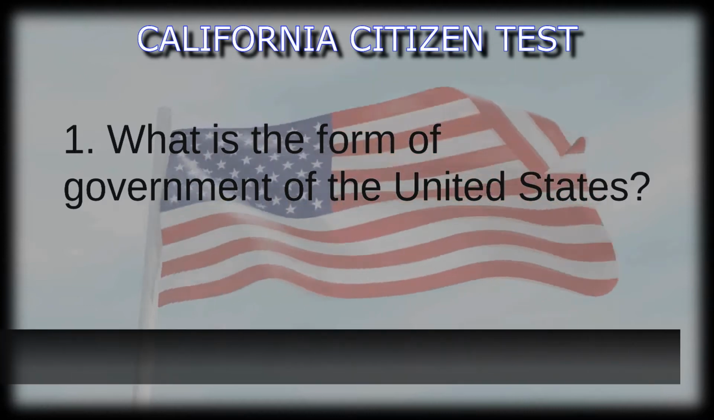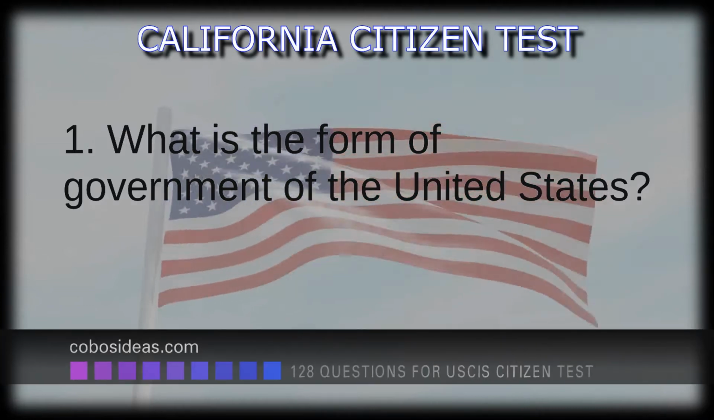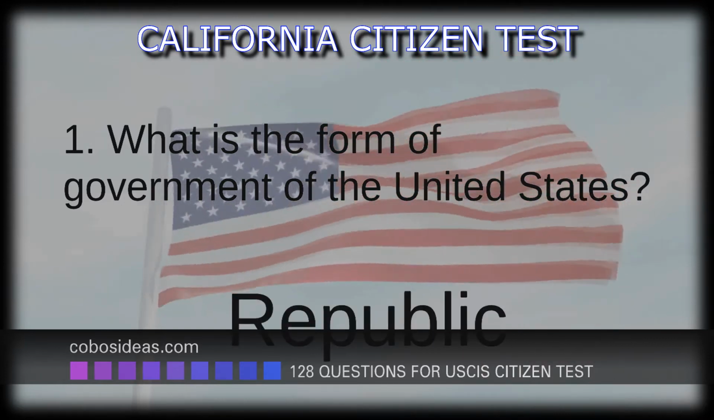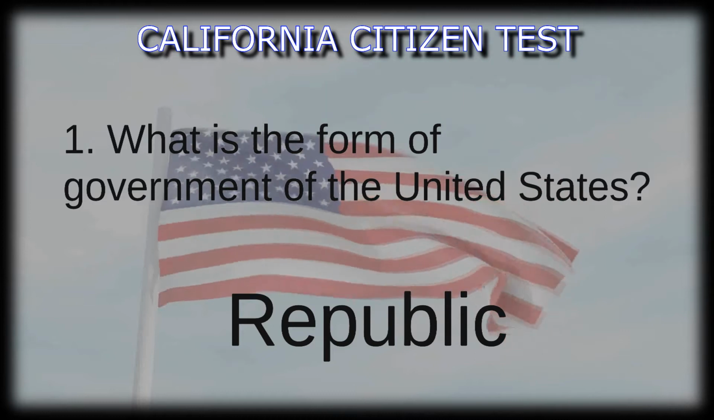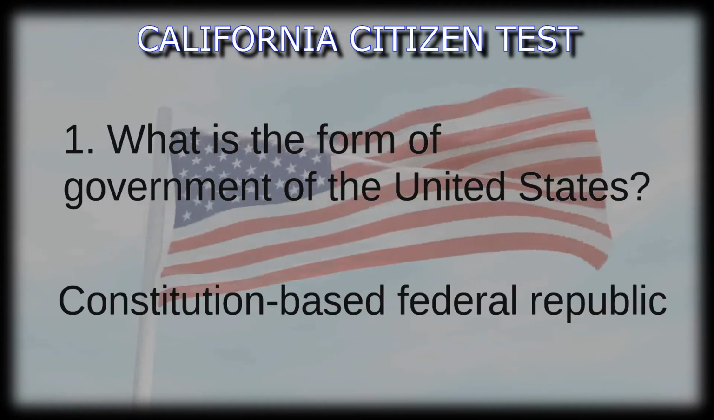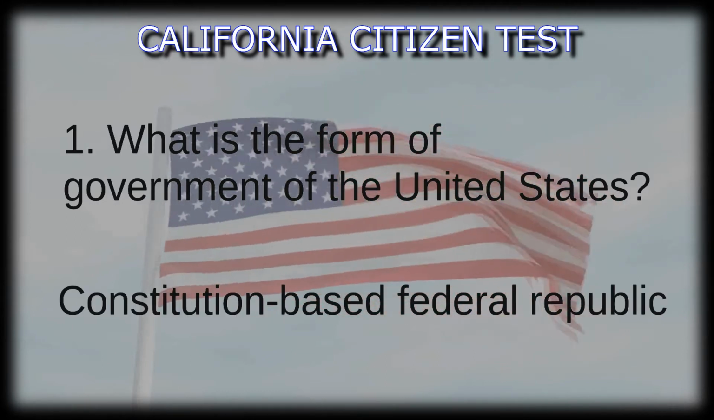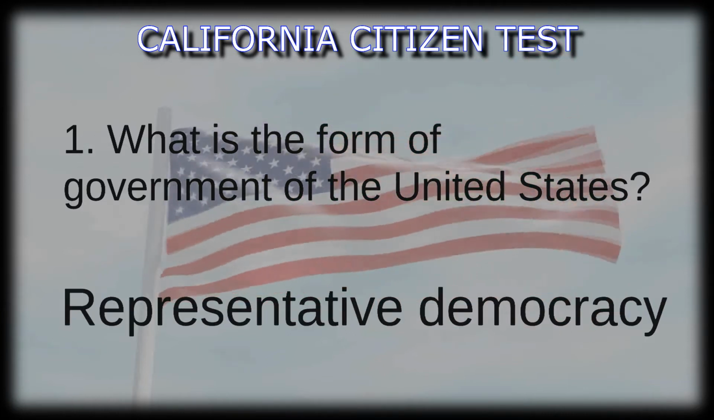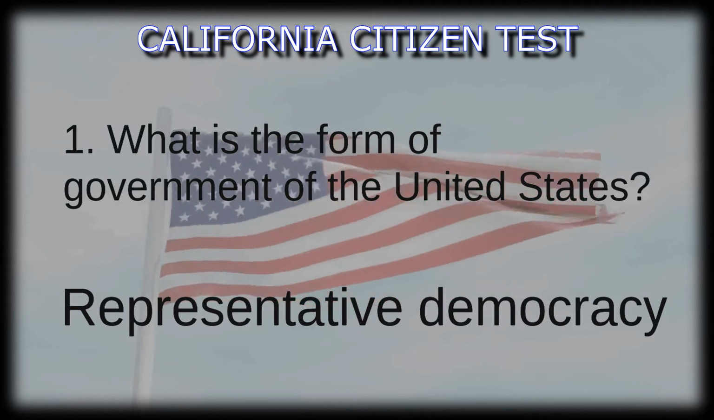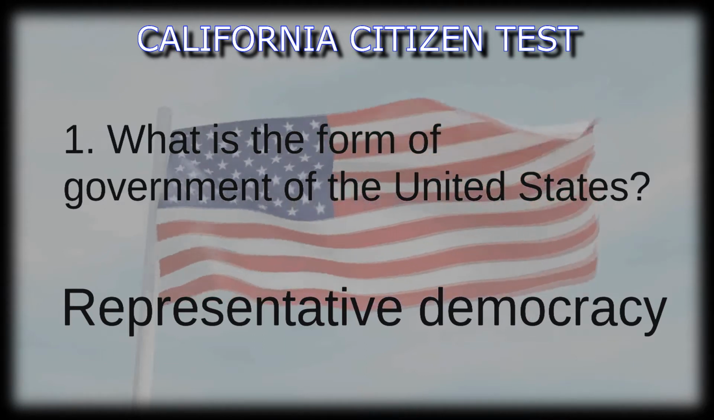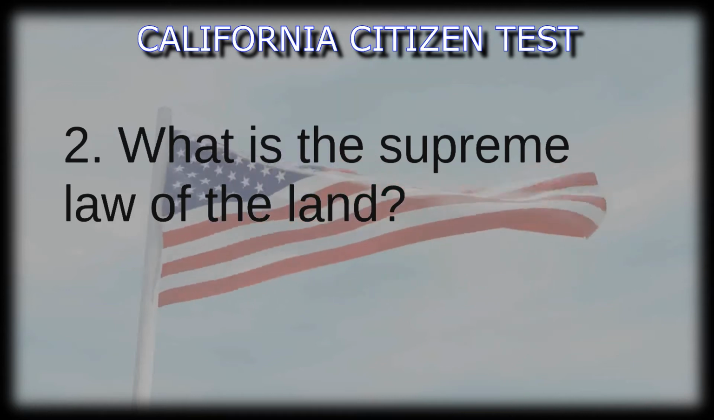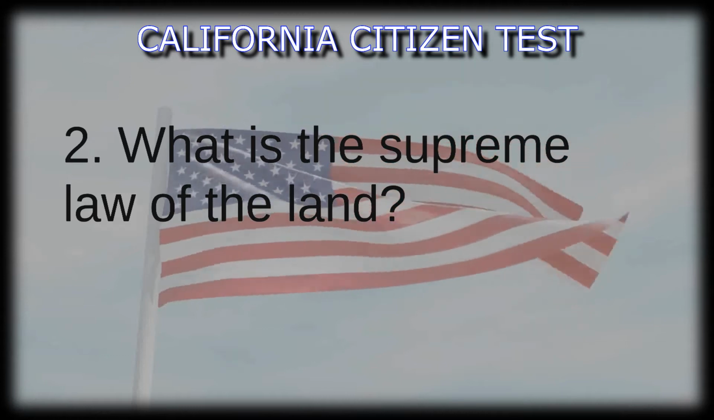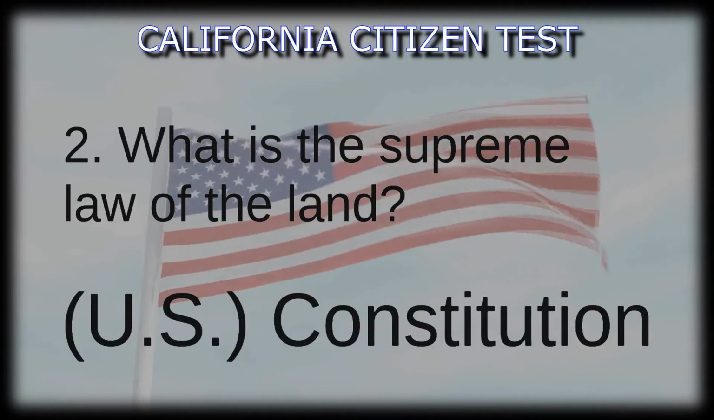1. What is the form of government of the United States? Republic. Constitution-based federal republic. Representative democracy. 2. What is the supreme law of the land? U.S. Constitution.